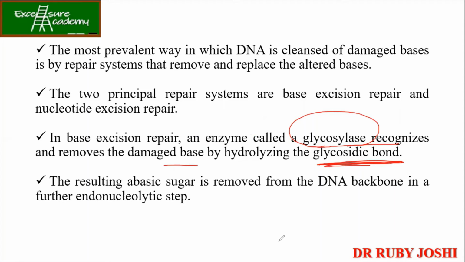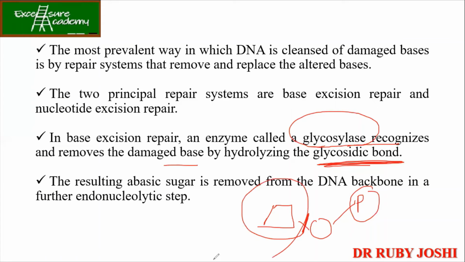So what it is doing actually, you know that you have got the base, you have got the ribose sugar and you have got the phosphate. So ये क्या करेगा? The glycosidic bond is breaking, so over here it is breaking and removing. The resulting abasic sugar is removed from the DNA backbone in a further nucleolytic step. So what is happening? At the end, you just have the sugar and the phosphate group.